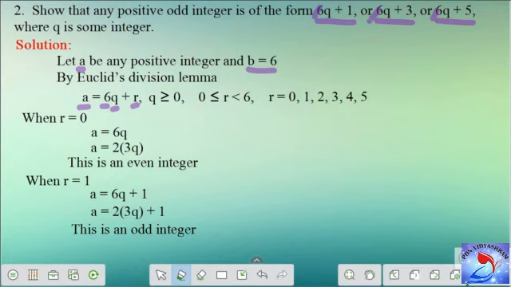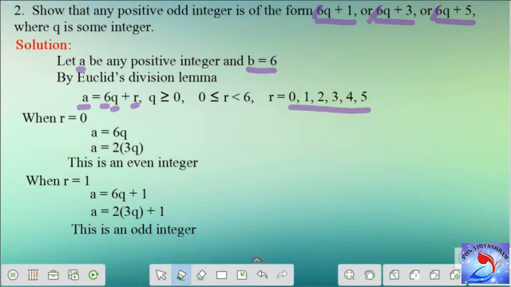Now the remainder lies between 0 and 6 because 6 is our divisor. When we see r lies between 0 and 6, it means that r can take the values from 0 to 5. That means 0, 1, 2, 3, 4 and 5. So we have a positive integer in the form a equal to 6q plus r where r takes different values from 0 to 5. Let's check what happens when this r is 0 or 1 or 2 and so on, and we'll try to identify whether the positive integer is taking the given required form or not.